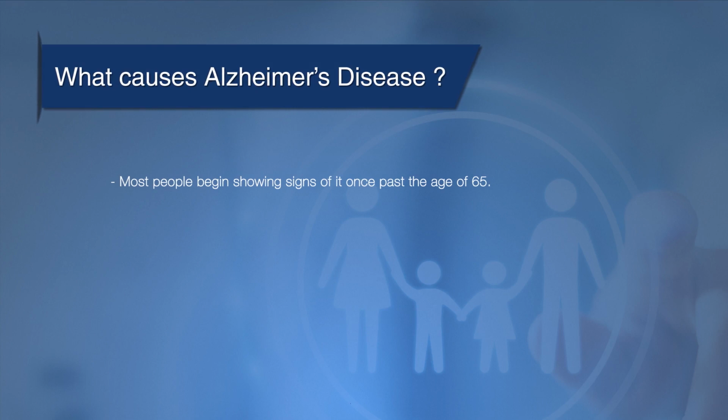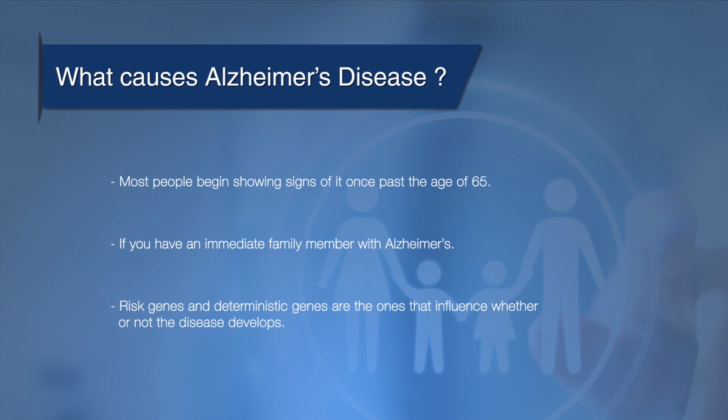Your family history can be an important pointer to risk factors. If you have an immediate family member with Alzheimer's, you are more likely to develop the disease than someone who does not. It is generally known that genetics are in some way involved in Alzheimer's. Risk genes and deterministic genes are the ones that influence whether or not the disease develops. Risk genes increase the possibility, while deterministic genes directly cause it. Alzheimer's has been found in both.